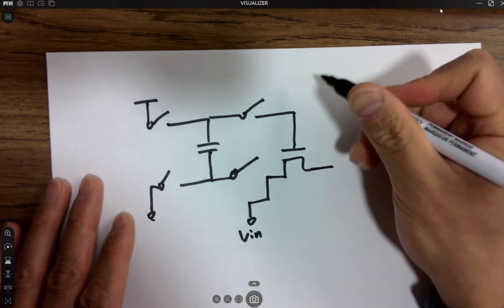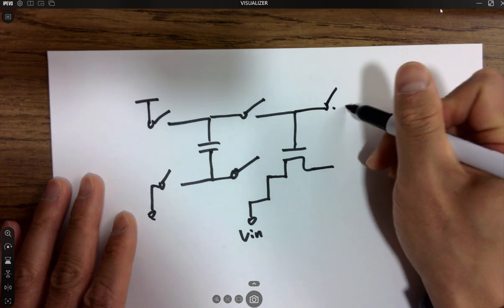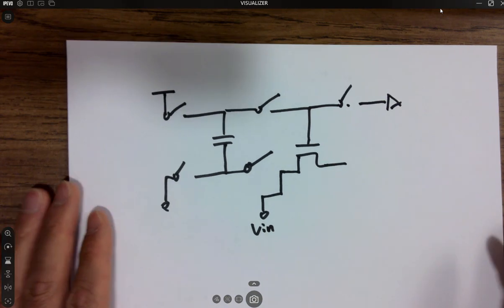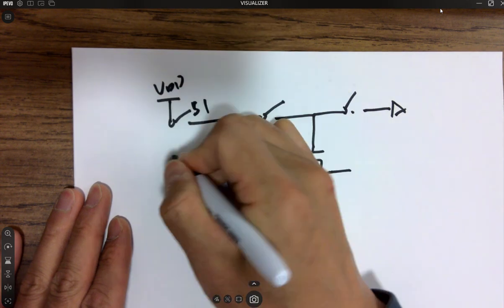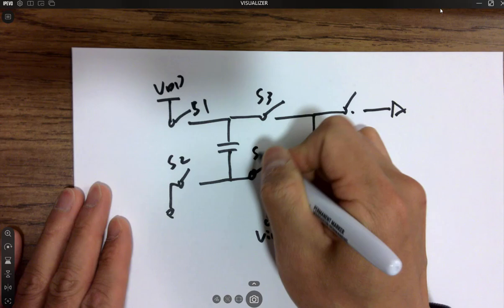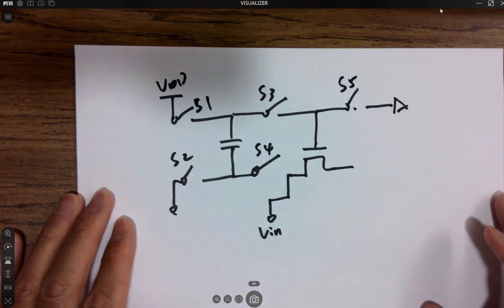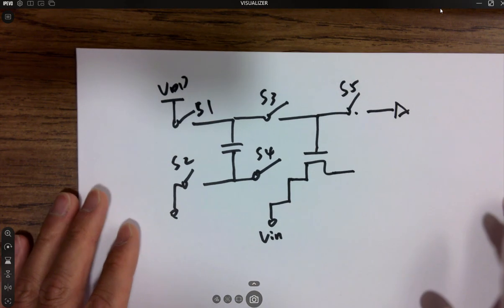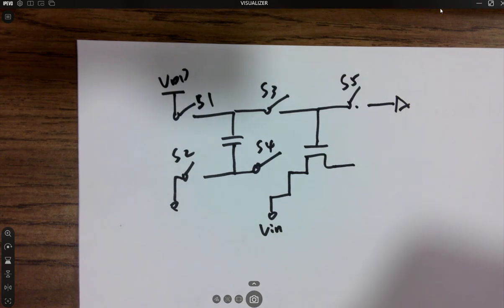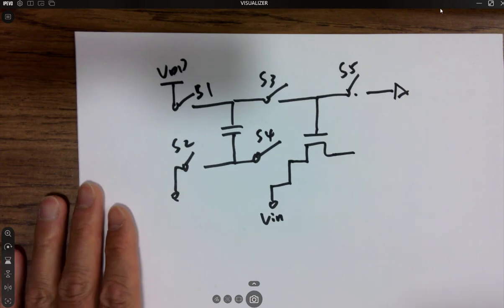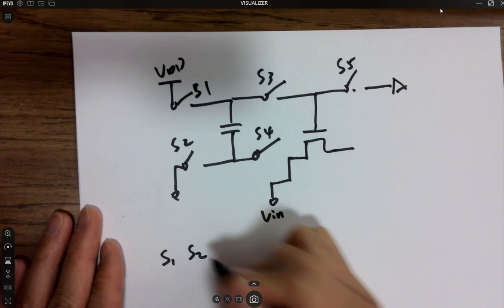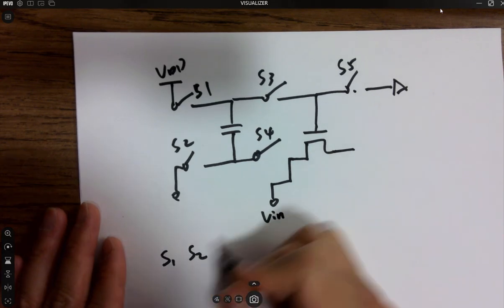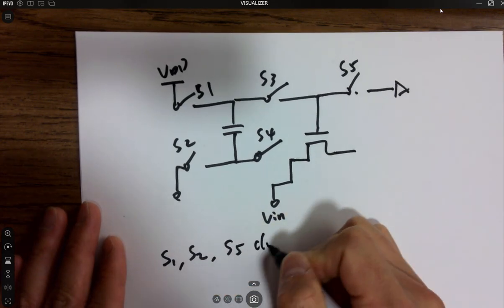So you have it hooked up to both ends of the charge pump, the voltage doubler. If I label this VDD as switch 1, switch 2, switch 3, like this. So first, what you want to do is S1, S2, S5 closed.